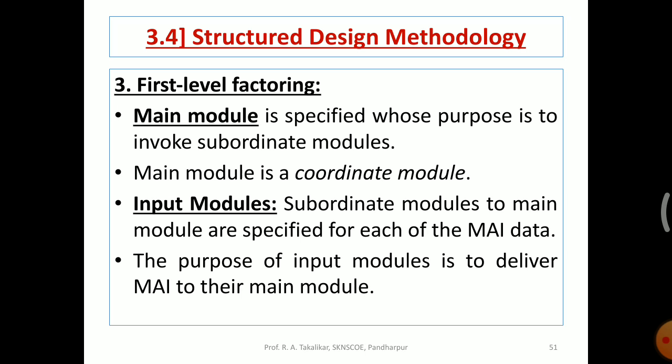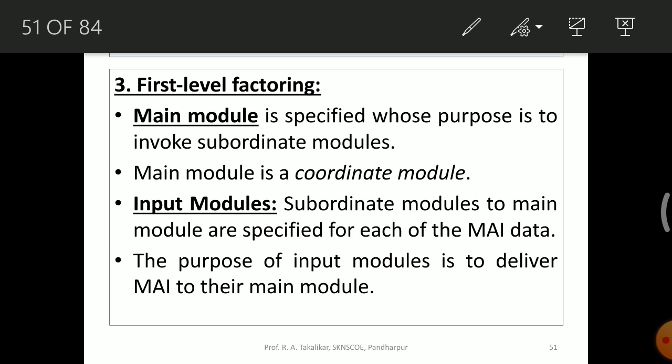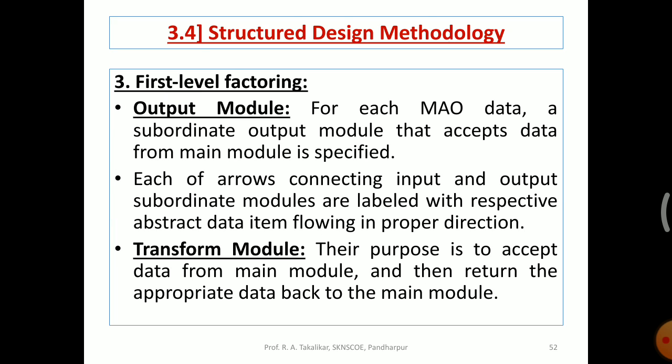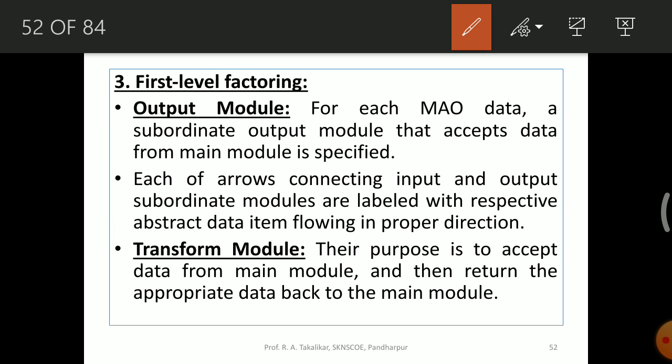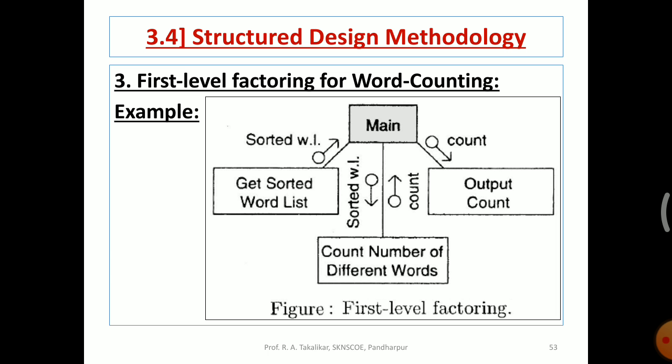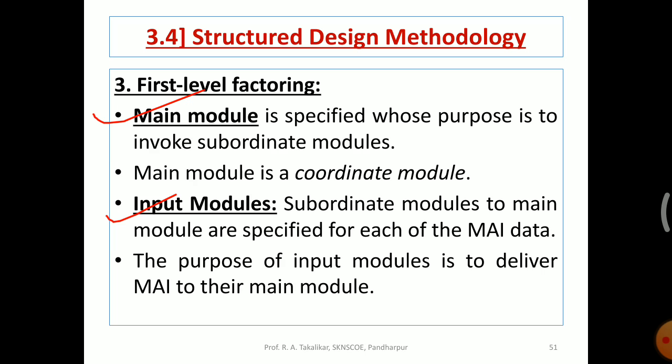Third step in the SDM strategy is first level factoring. Here we identify the main module and various subordinate modules, which can be input modules, output modules, or transform modules, right? We will see this with an example in the further slides. Before that, understand that in the third step, first level factoring, we identify the main module and we find the subordinate modules of it.